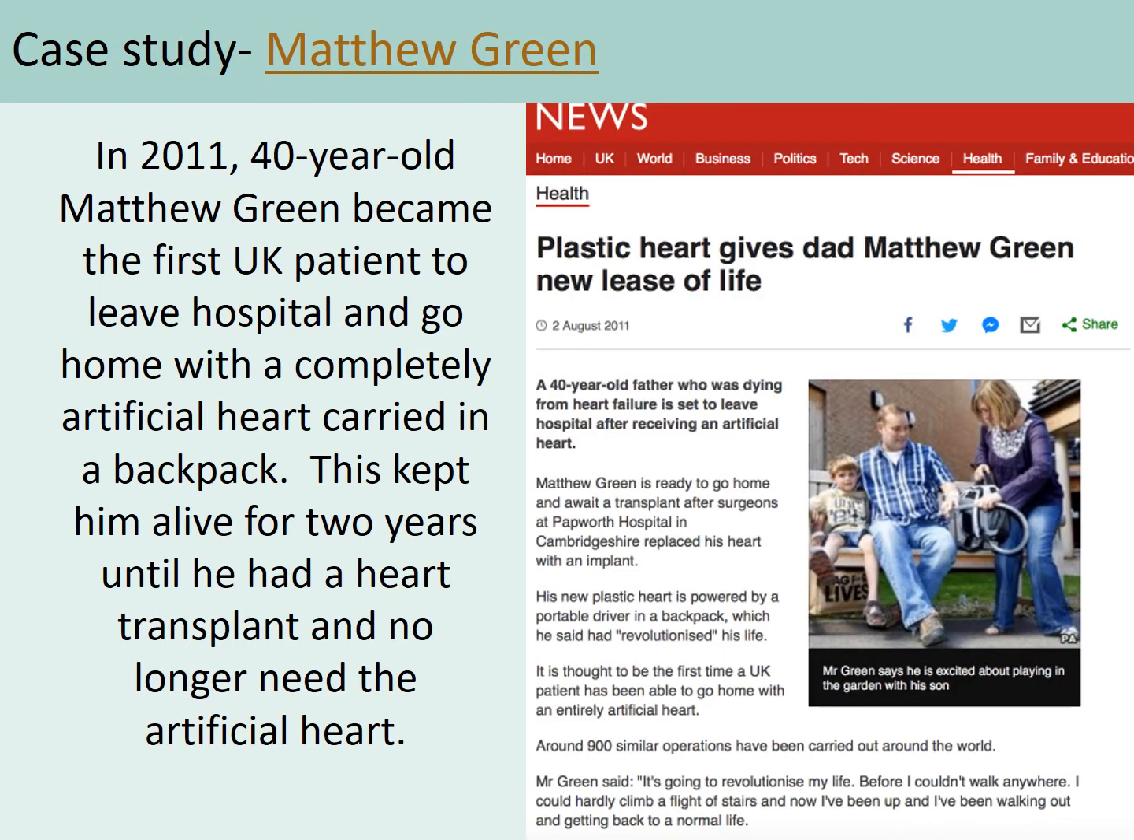You're able to see how the artificial heart works. And there is also a newspaper article, which you can find online if you Google plastic heart, artificial heart, Matthew Green. It's basically a story about a father who had this artificial heart. He was 40 years old, he had a complete artificial heart put in, and he carried it around in a backpack, and that enabled him to stay alive for 2 years until there was a heart available for a transplant. If he didn't have that technology available, he wouldn't have survived. Fortunately, because the artificial heart was available, he was able to do that for the time it took to find an actual heart transplant.